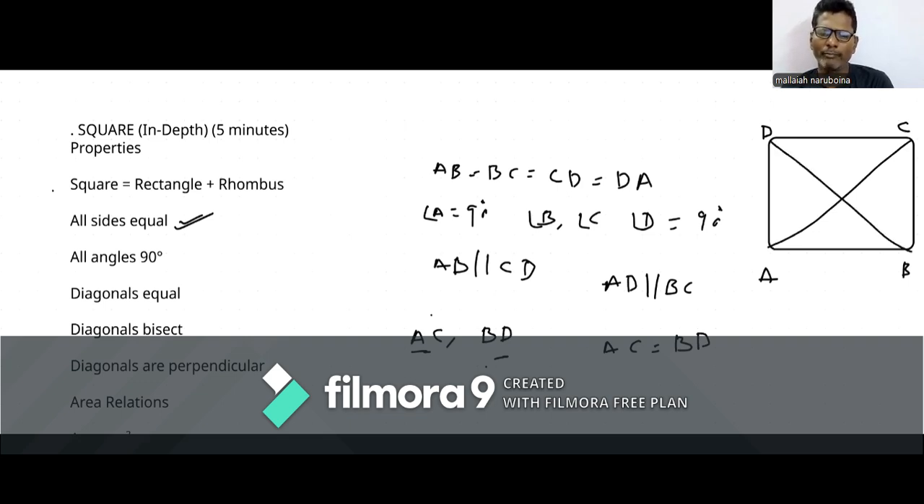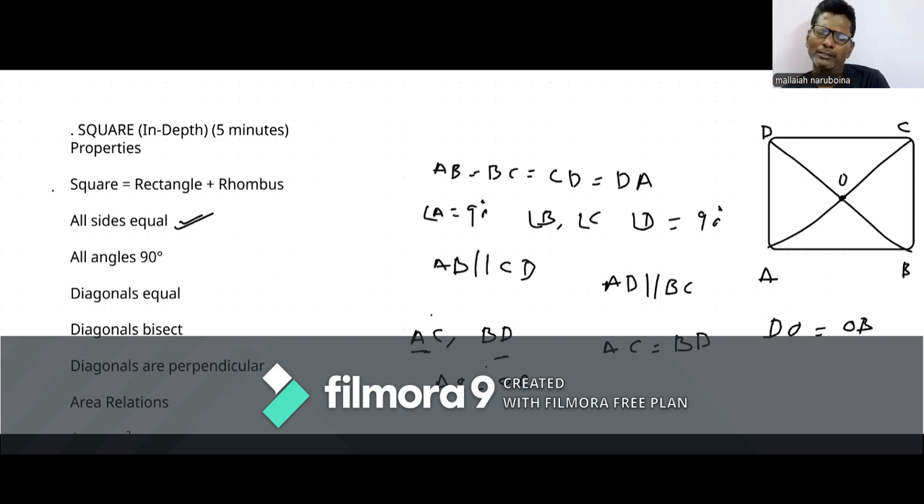These diagonals bisect each other. Bisect each other means they intersect at this point. Say this is O. Then we have AO is equal to OC, and DO is equal to OB. That is the meaning of diagonals bisect each other.